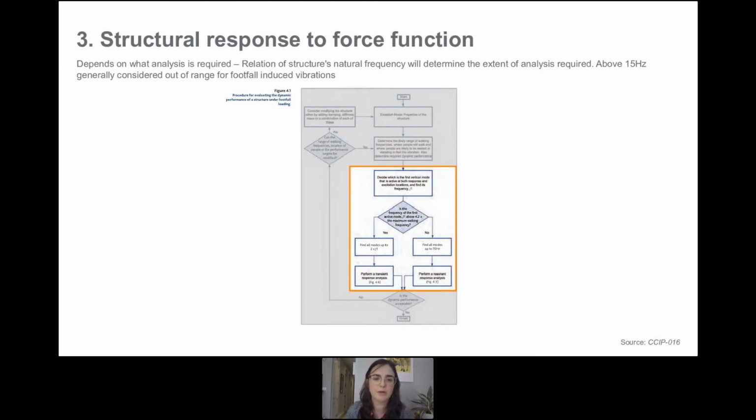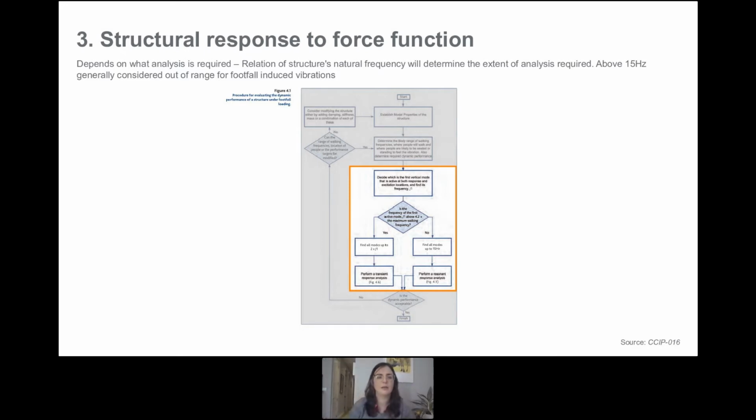And then the final component is, what is the structural response to your forcing function, right? So that's kind of the biggest component that will actually give you the vibrational performance that you can then use to determine if it's acceptable. This is a flow chart from, again, that CCIP-16, which is a really great document that I recommend everybody check out if you want to understand vibrational analysis better.